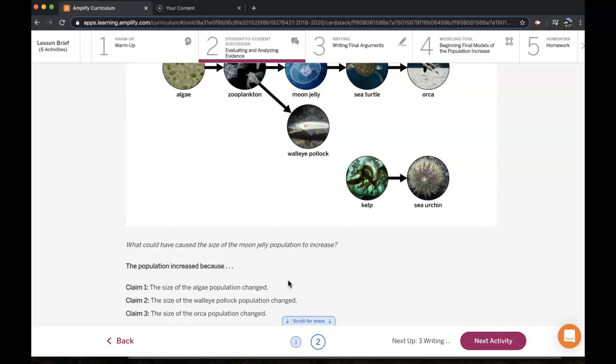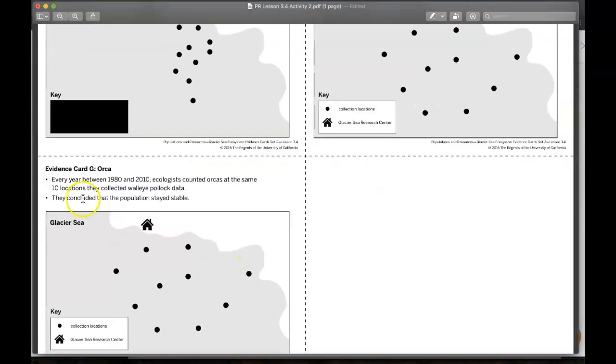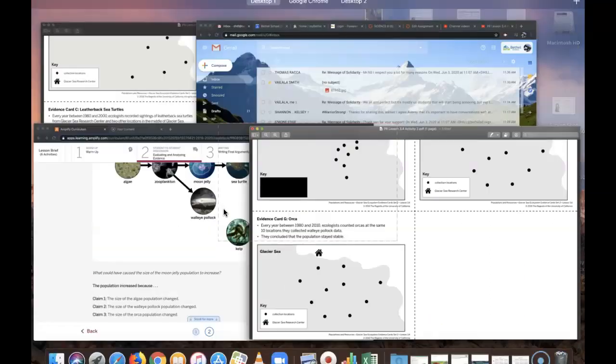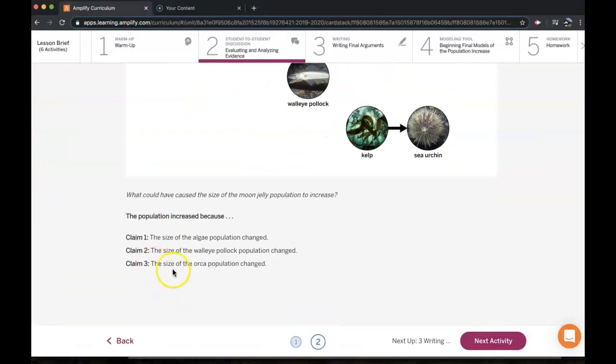Now if we look at evidence card G, the population of the orca stayed stable. This connects to claim 3, which says that the size of the orca population changed. This is directly in conflict with this claim. The orca population did not change, so the evidence refutes or goes against claim 3. So claim 3 can be eliminated. So we have evidence to support claim 1, and we have evidence to support claim 2. And evidence for claim 3 goes against it, so we get rid of claim 3. Now we're only looking at claim 1 and claim 2.